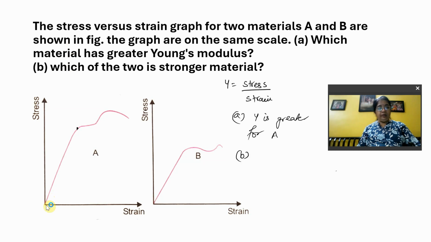So when the material comes here, at this point, the material is yielding. The material is giving in at this point. So this is the yield point. Now let us compare here. Here the yield point comes much, much earlier. Meaning this material is able to sustain for long compared to this material. So which is a stronger material? A is stronger.